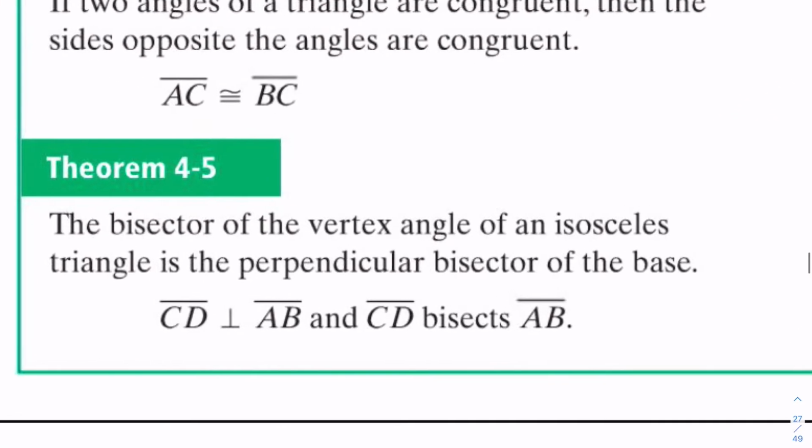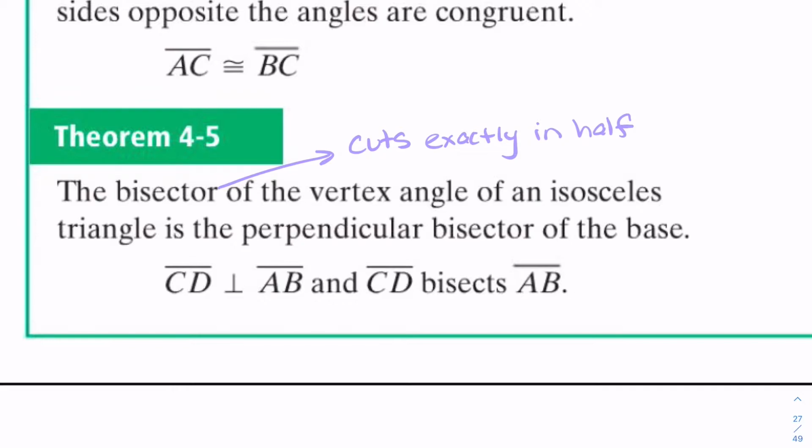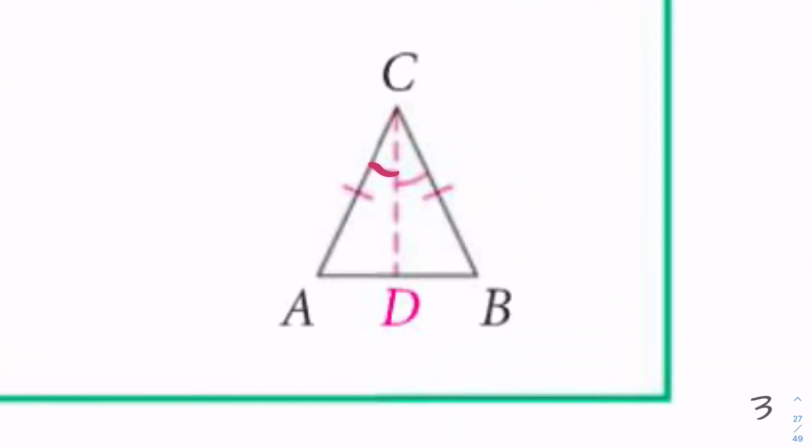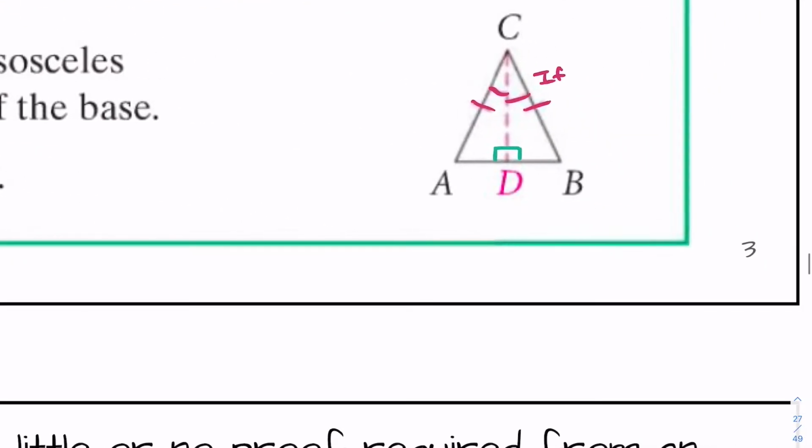And then the bisector of a vertex angle, something that cuts it exactly in half. So the bisector of the vertex angle of an isosceles triangle is a perpendicular bisector of its base. So if we have this, and if we have that, then it bisects AB and it's perpendicular.